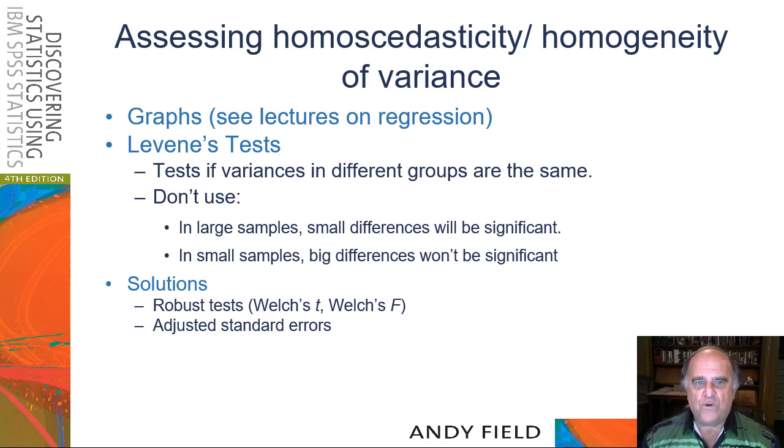Of course, if you violate this assumption, there are some solutions. There are some tests that are robust to violations of homogeneity of variance, although I think there might be some people who argue that's not so true. And we can always do adjusted standard errors. You can do bootstrapping too, although he doesn't include it among his solutions. But so there are some solutions.